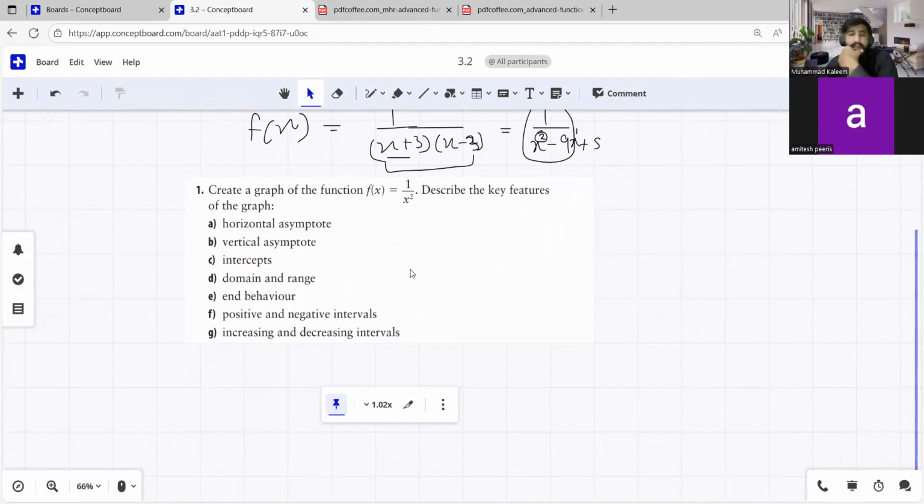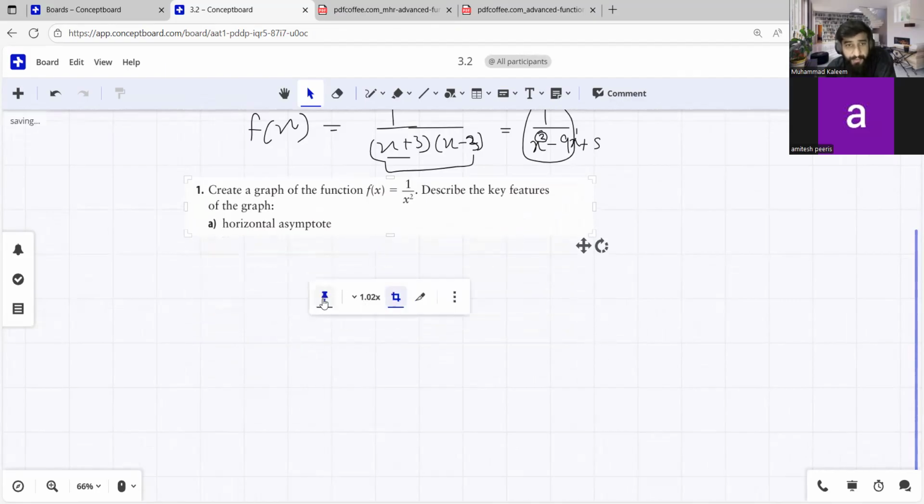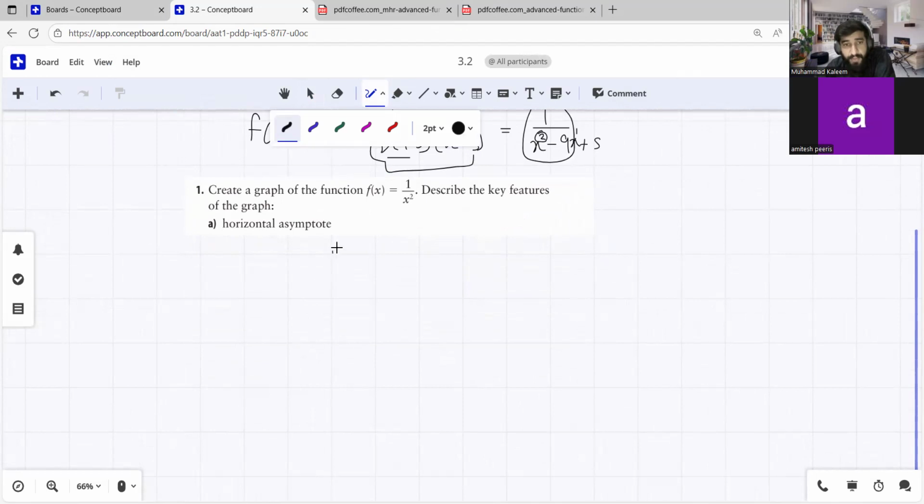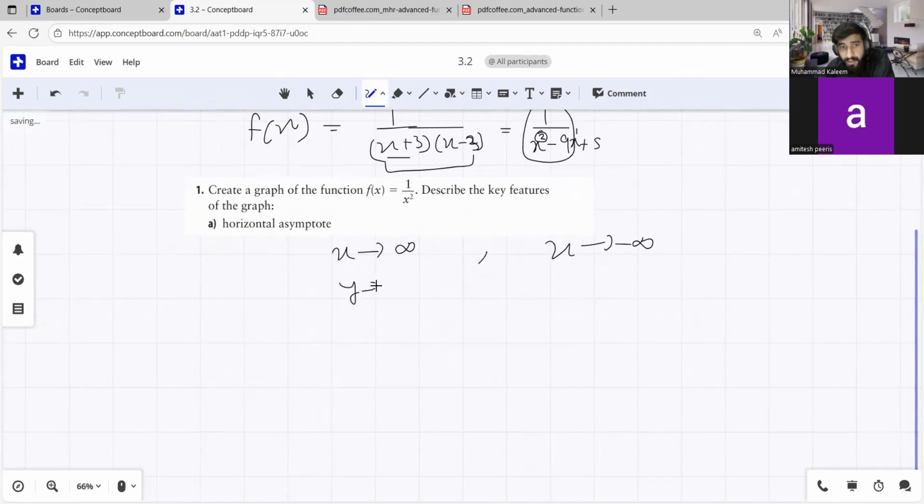No, you don't have to. It's almost done, you can say. Firstly, we have to find the horizontal asymptote. Yesterday, I told you how to find the horizontal asymptote. We just have to find out how the function is behaving as x approaches infinity and x approaches minus infinity. Our y is approaching which value? That will be our horizontal asymptote.